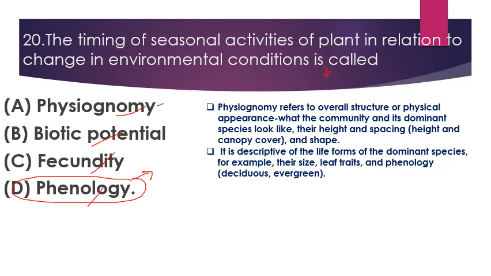Firstly, physiognomy. What is physiognomy? It refers to overall structure of physical appearance, what the community and its dominant species look like. तो बाहर की जो external appearance है किसी भी species, किसी भी plants की, their height, their spacing, canopy and shape, उसे कहा जाता है physiognomy. It is descriptive of the life forms of dominant species. For example, their size, leaf traits and phenology. Like we have deciduous trees and evergreen trees. So that external appearance, the study of that external appearance, is known as physiognomy.